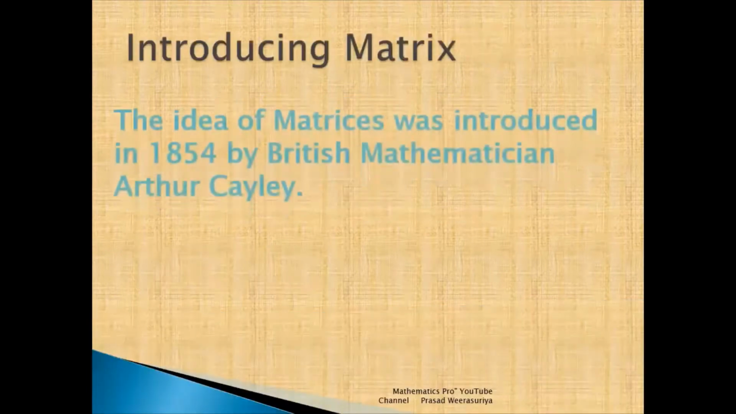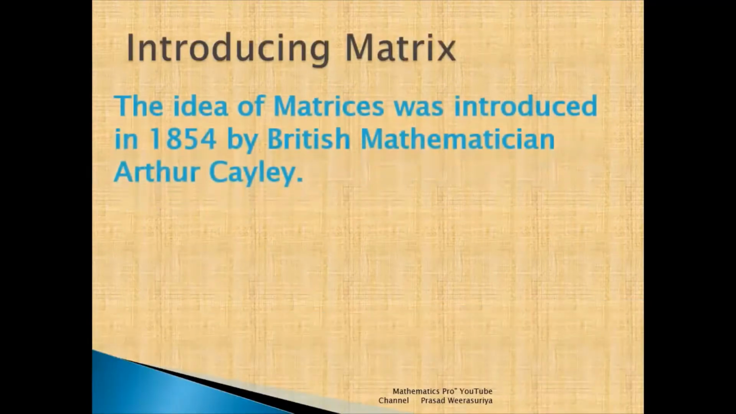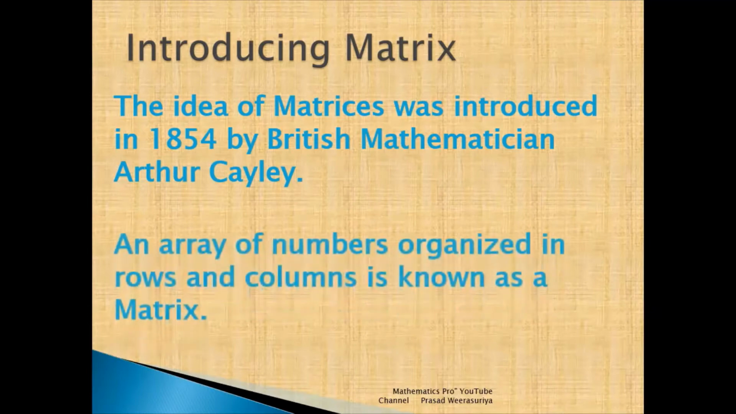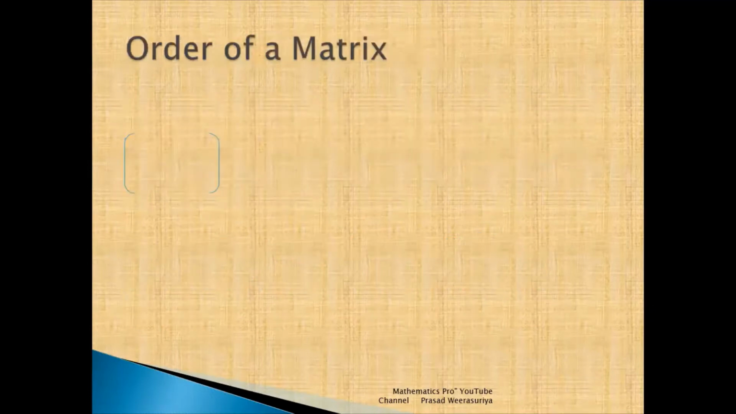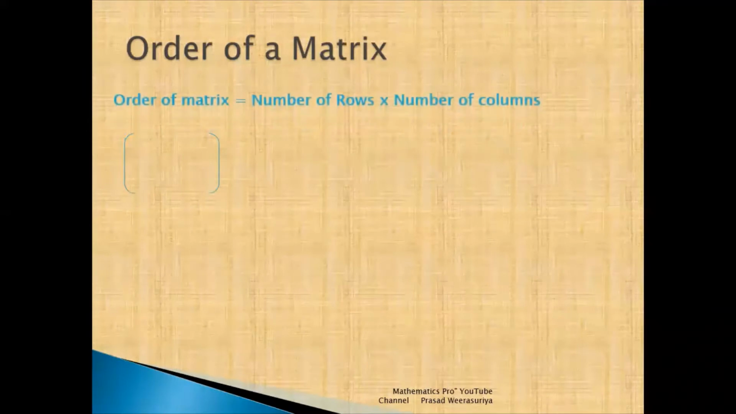Introducing matrices. The idea of matrices was introduced in 1854 by British mathematician Arthur Cayley. An array of numbers organized in rows and columns is known as a matrix. Let's discuss the order of a matrix. Order of a matrix equals number of rows multiplied by number of columns.